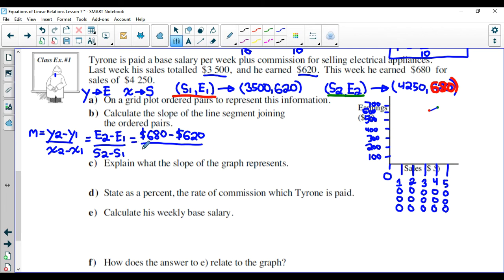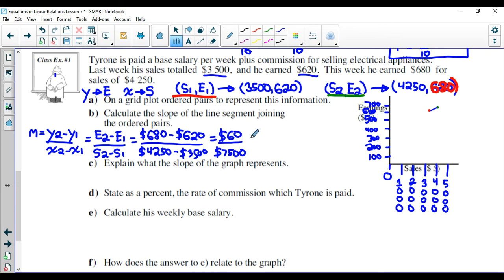And then divide this by the sales. So the sales at 0.2 was 4,250. The sales at 0.1 was 3,500. Okay, so if we calculate this, 680 minus 620 would be $60 difference. And then divide this by 4,250 minus 3,500, which would be 750. It's not 750, 7,500.